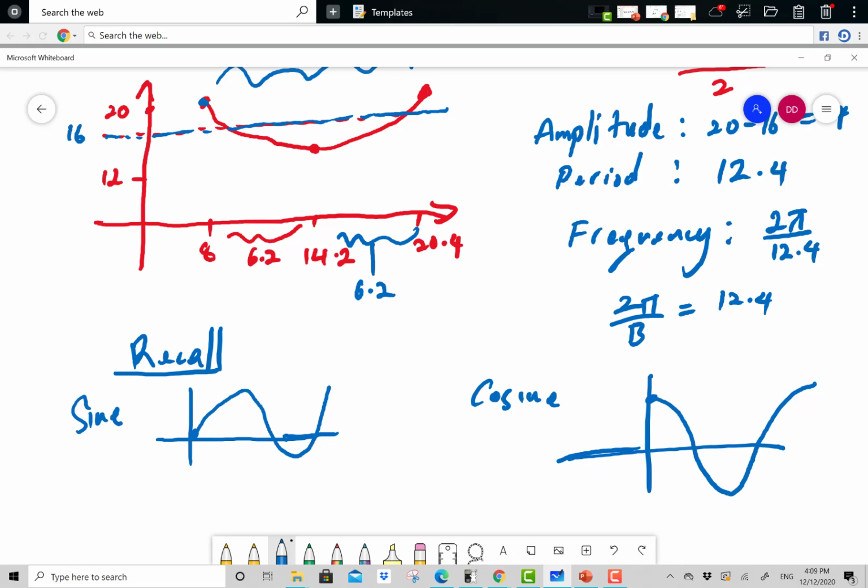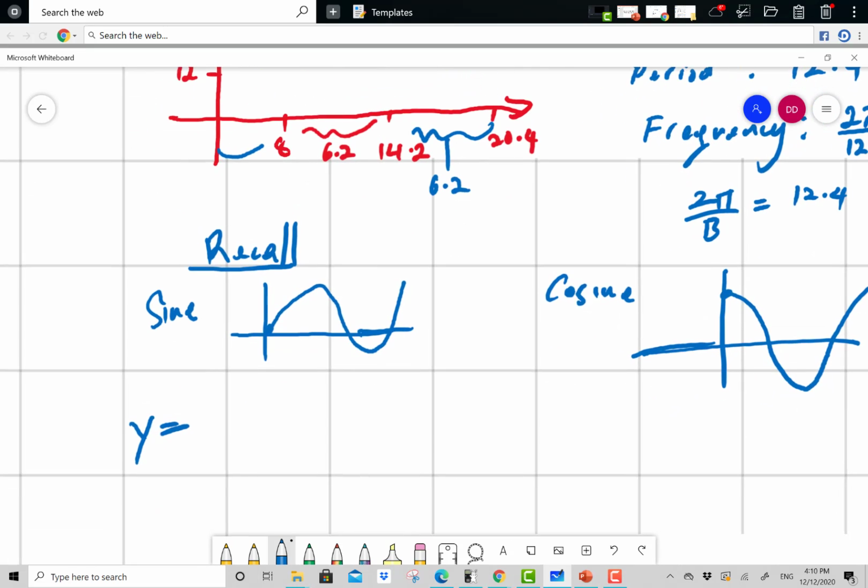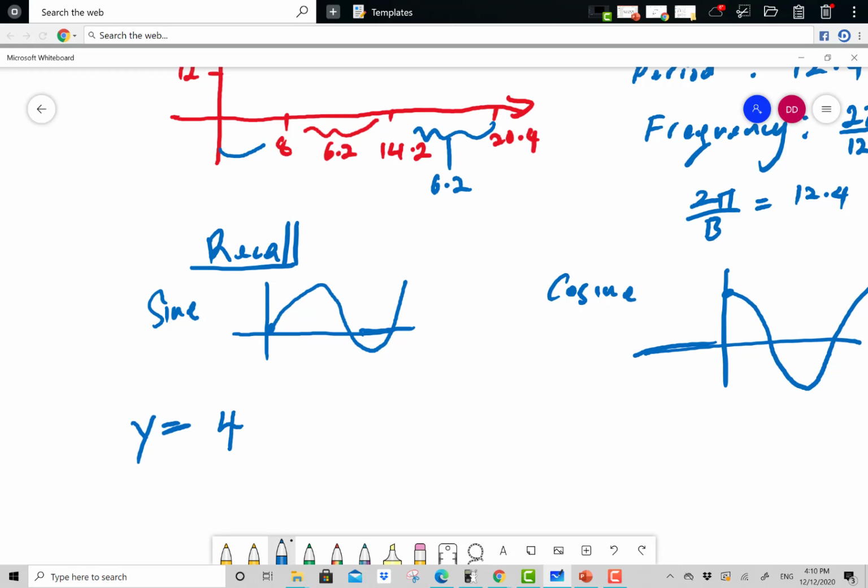Now I can start right here for my original graph, and I'm going to use the cos graph to represent this initially. To use a cos graph, I realize I have a horizontal translation of 8 units. So I'm going to have y equal to, but we need the amplitude first. Let me look at the amplitude. The amplitude is going to be 4. Then I'm going to use cos.